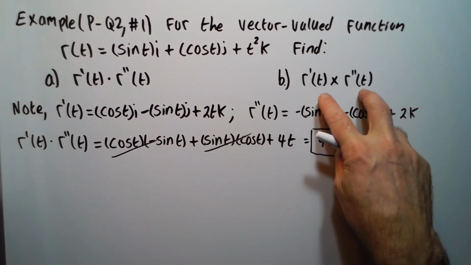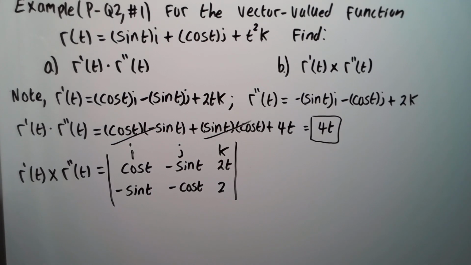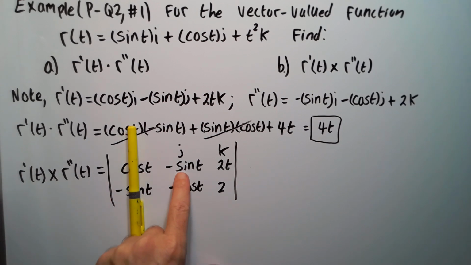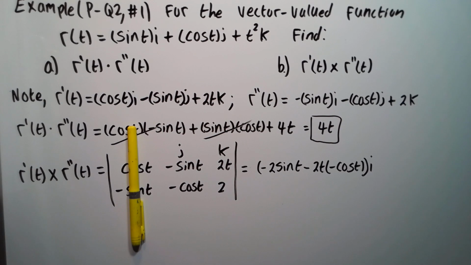Now part B, you have to cross these guys, so let's write our definition of cross product right here. Okay, so here's my cross product definition. I have my r prime on top, so it's going to be cosine, negative sine, 2t, and then my r double prime, which is minus sine, minus cosine, 2. Okay, let's do the i component first. So it'll be negative sine t times 2 minus 2t times minus cosine. Let me write that here. So I'll get this then. So again, a negative sine times 2 would be minus 2 sine, then minus minus, so this will become a plus here.